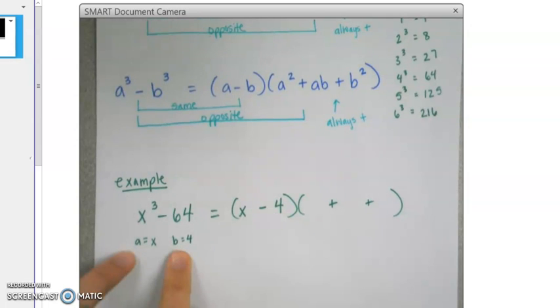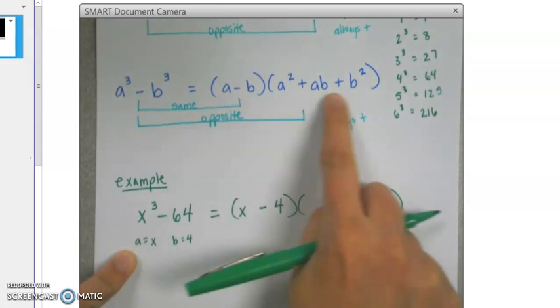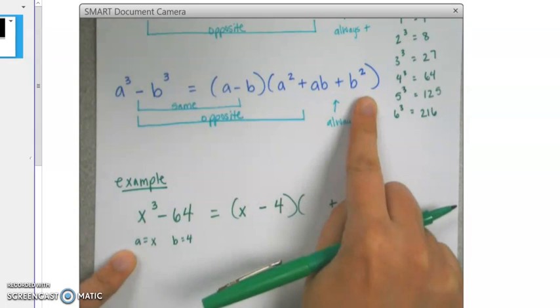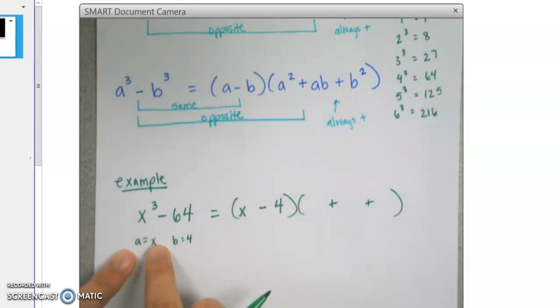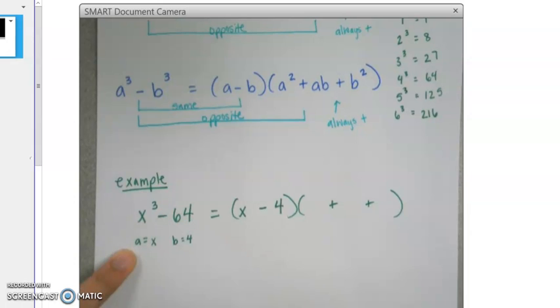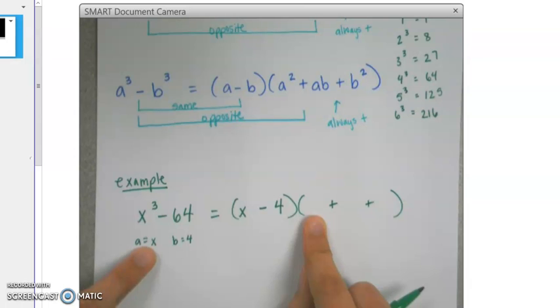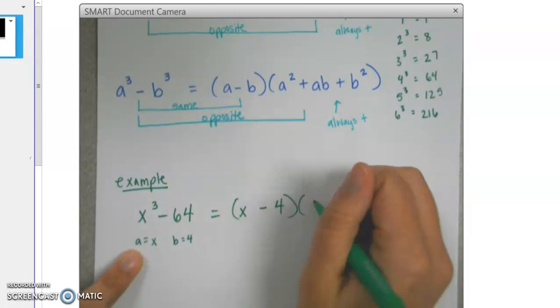So if you can write those down, it makes it a lot easier to plug it into here because sometimes this can get confusing. So x cubed made x cubed, 4 cubed made 64. So there's a and there's b. Here I have a squared. Well, if a is x, that makes it x squared.